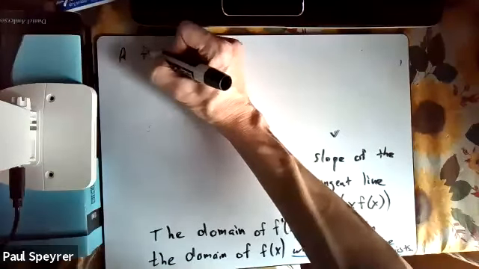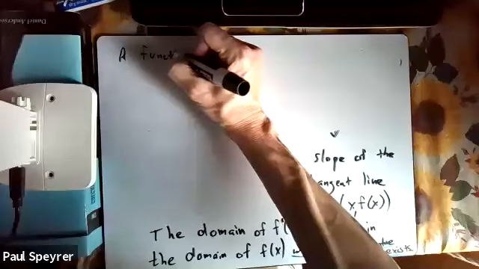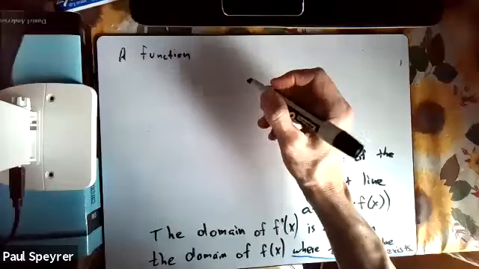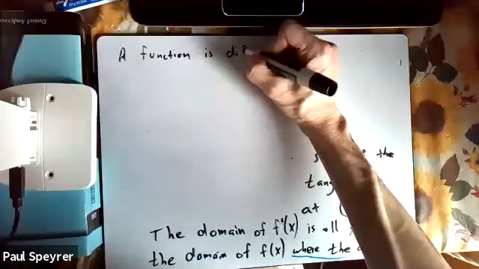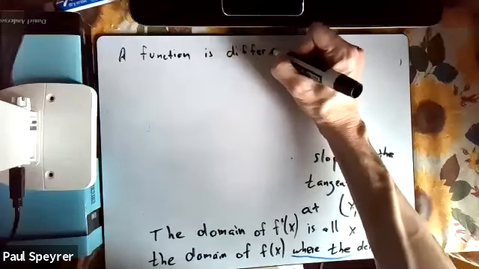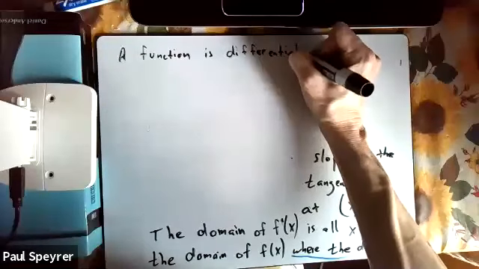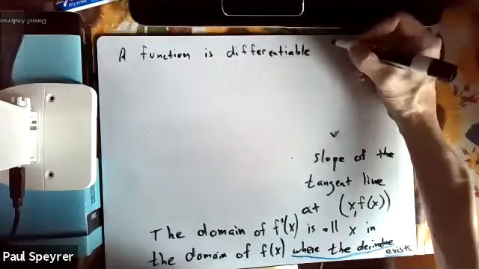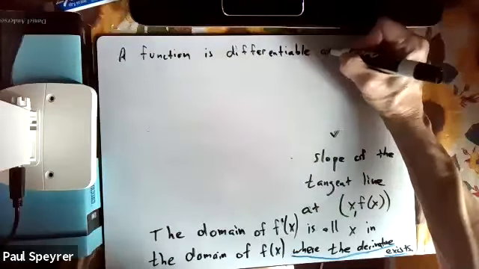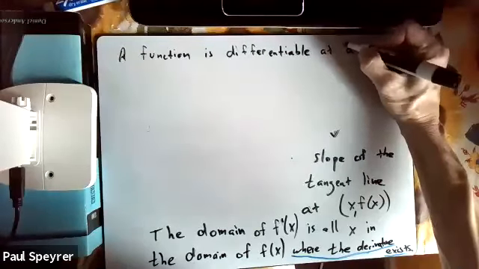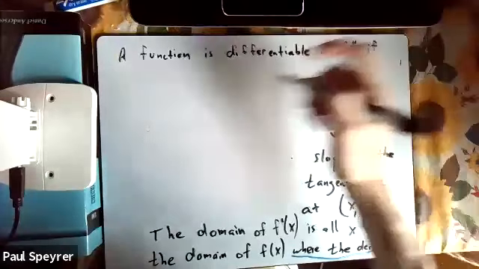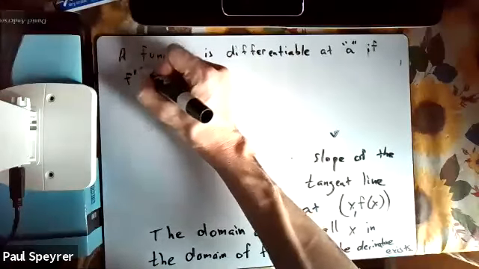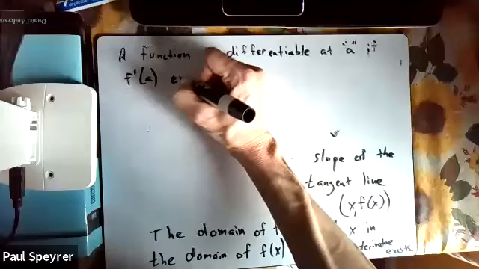A function is differentiable, that means we can take its derivative. A function is differentiable at a if f prime of a exists.